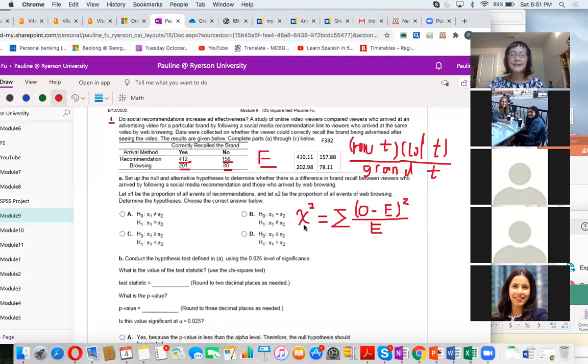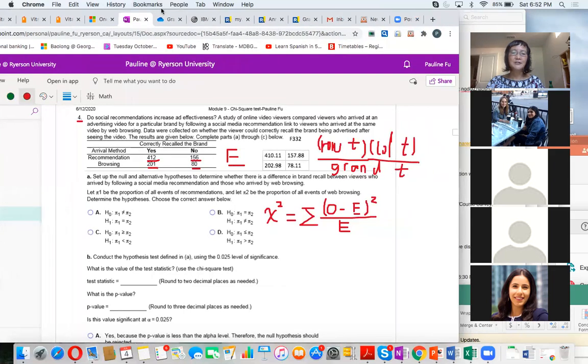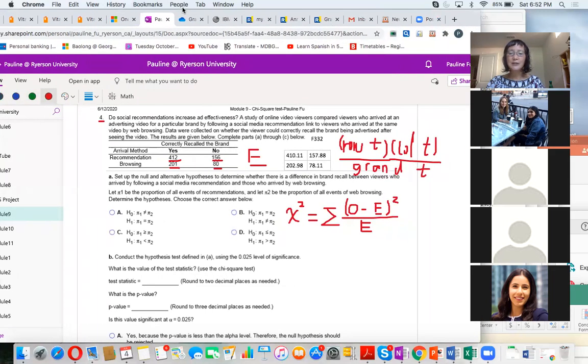Why do we need the test statistic? Because we want to do the test. We want to compare the test statistic with the critical value so that we can reach a conclusion to reject H0 or not reject H0. So this is a new formula, the test statistic for chi-square. Okay. So now let's calculate this chi-square value using Excel. Later on, I will use calculator. Okay. So let's do this.